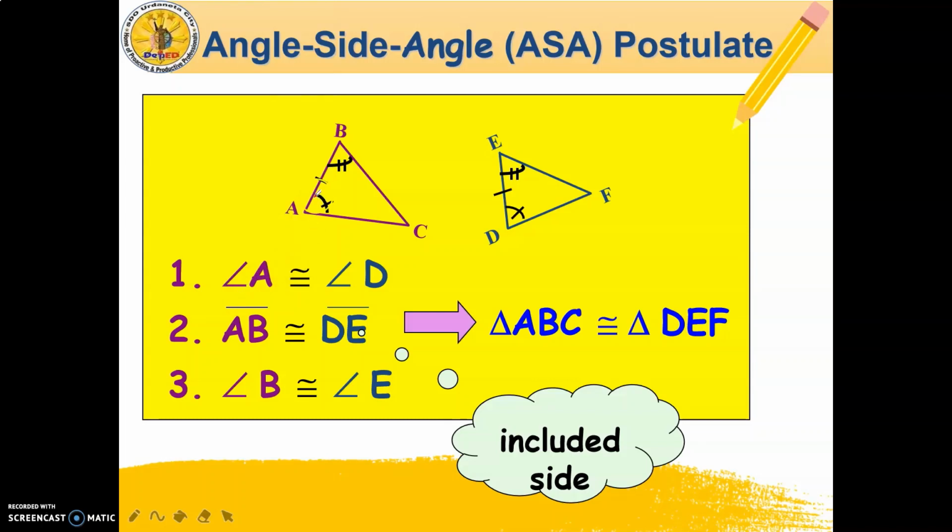So, based on the markings, we can state that angle A is congruent to angle D. The included side AB is congruent to the included side DE. Angle B is congruent to angle E. This information alone can make us conclude that triangle ABC is congruent to triangle DEF, since it satisfies the definition of the ASA, or angle-side-angle postulate.